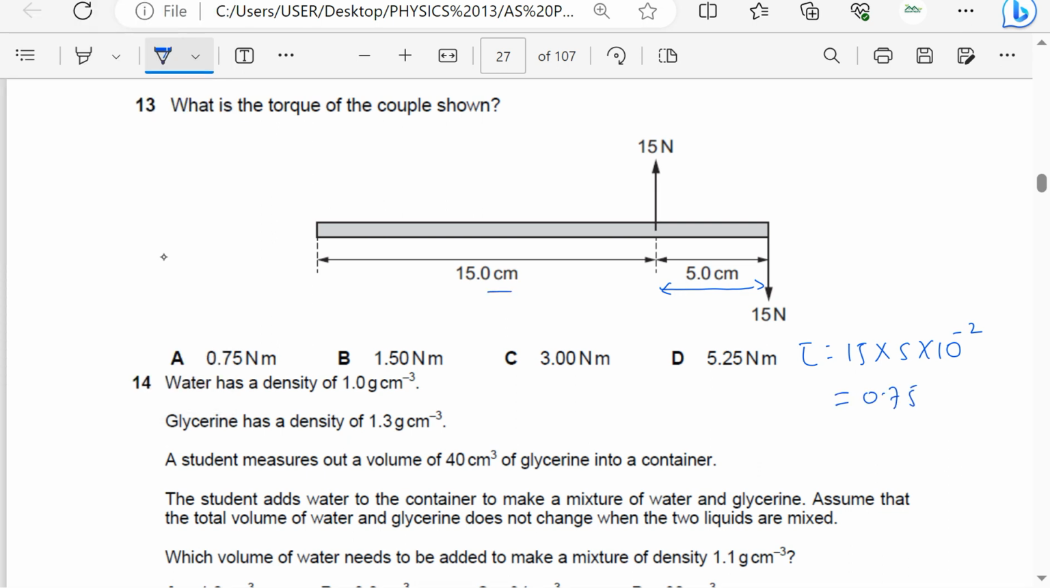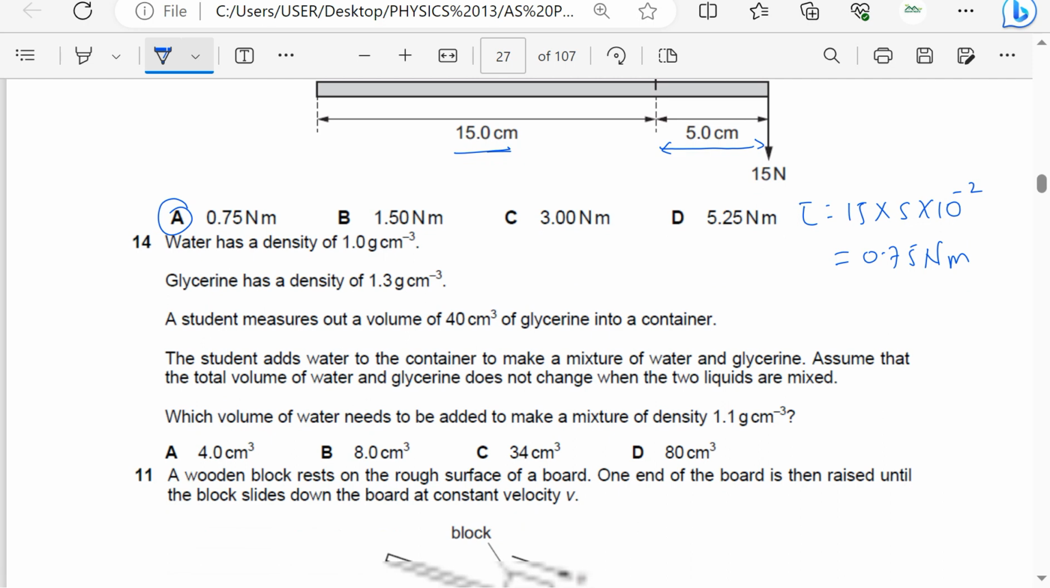Of course, I don't need to use this, because the moment of a couple is the product of one of the forces times the perpendicular distance between the two forces. So the answer is simply 0.75. So the answer is A.